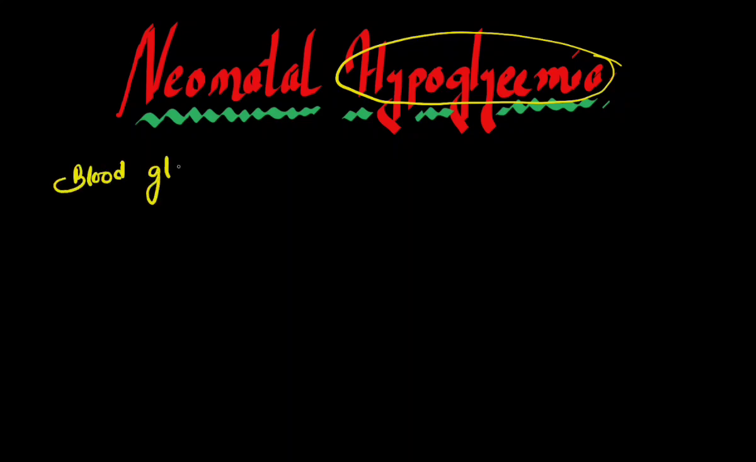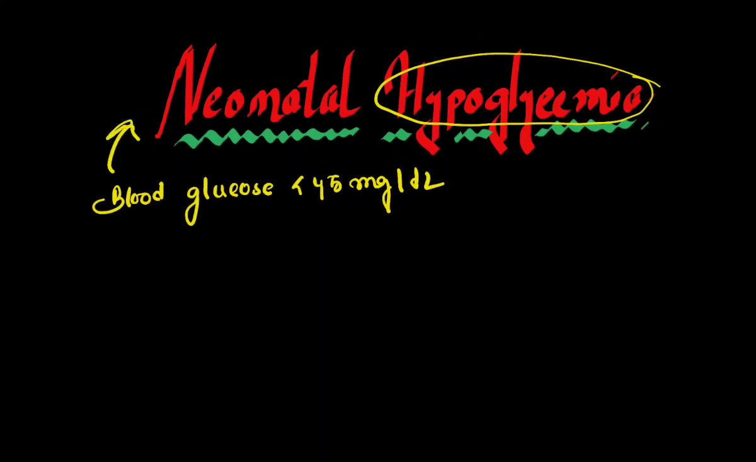Today I discuss neonatal hypoglycemia. So let's start the topic. I think you all know about hypoglycemia. When blood glucose levels are lower than normal, that is called hypoglycemia. In case of neonatal hypoglycemia, when blood glucose levels are lower than 45 mg per dl, that is called neonatal hypoglycemia.